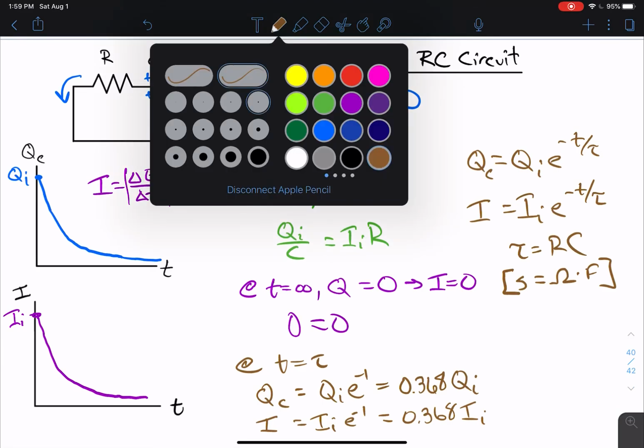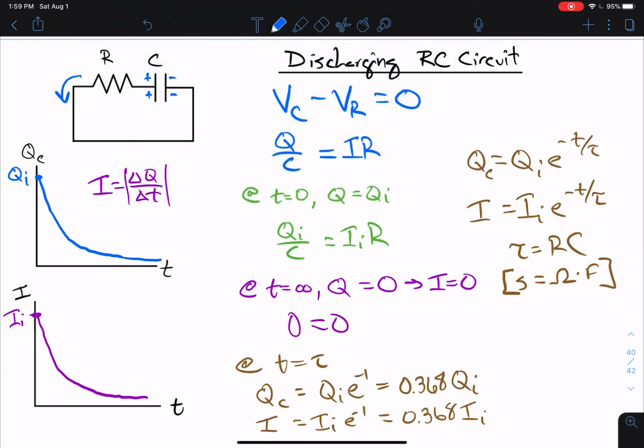And so now if we go to our graphs, if I locate 0.368 Q initial, so right there, okay, and I go across, and then when I hit the graph, at my plot of points, I just come straight down. That has to be tau. And the same for the current. You locate 0.368 times the initial current. And that has to be tau.